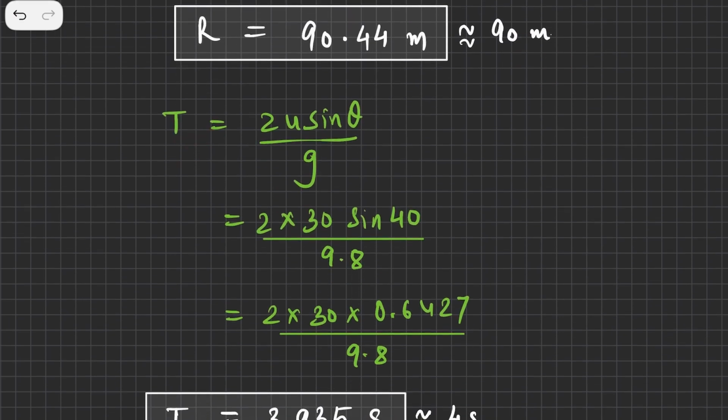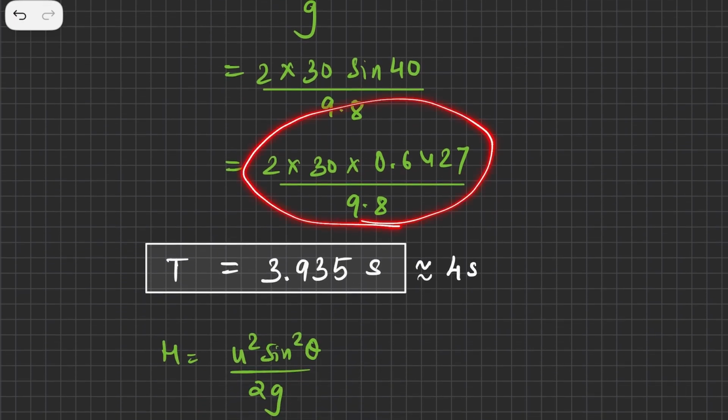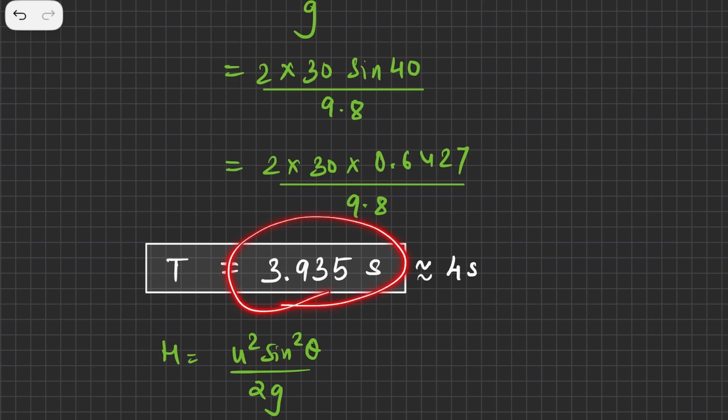Now the formula for time of flight is 2u sine theta by g. u is given as 30, theta is 40, and g is 9.8. Sine 40, again find it from the table or calculator, whichever is allowed for you. Sine 40 is 0.6427 divided by 9.8. Calculation of this part is either from logarithms or by calculation. You can also cancel by your regular math, your 7th 8th grade math, and the answer comes out to be 3.935, which is approximately 4 seconds.